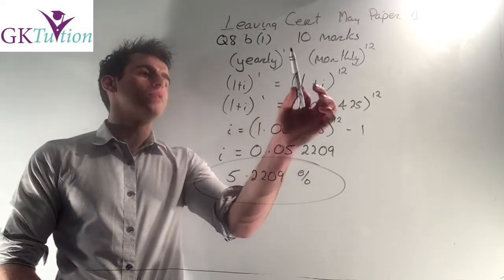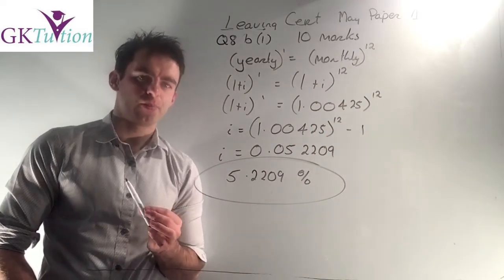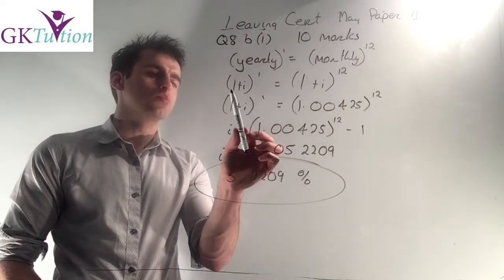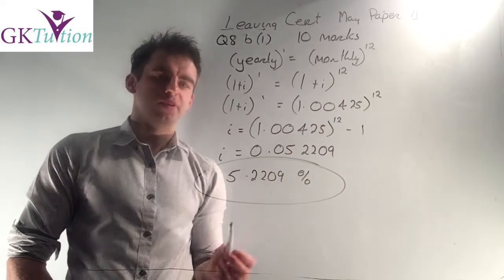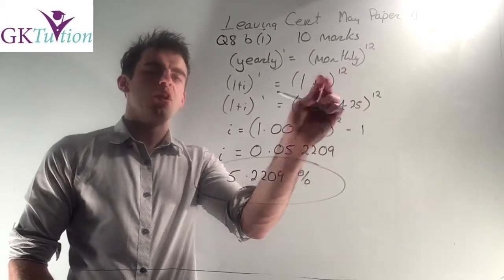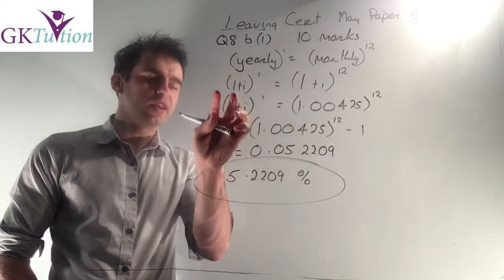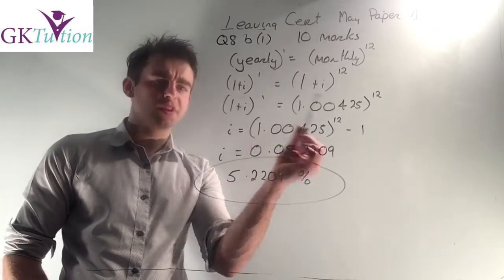I know the yearly interest rate to the power of 1 is equal to the monthly interest rate to the power of 12. I can write the yearly interest rate as (1 + i) to the power of 1, and the monthly interest rate (1 + i) to the power of 12. I would earn the monthly interest rate 12 times over the course of a year. I would earn the yearly interest rate once over the course of a year. And this time it's in reverse.